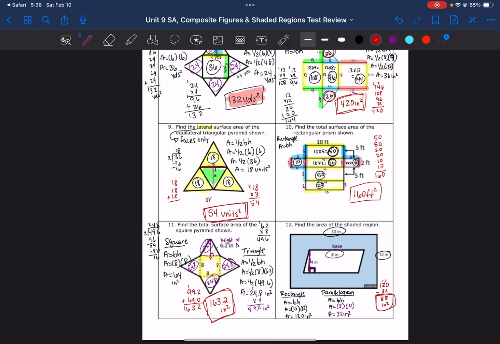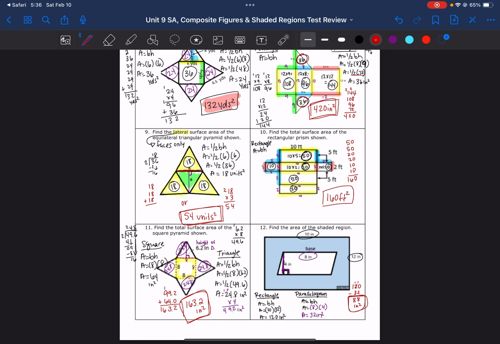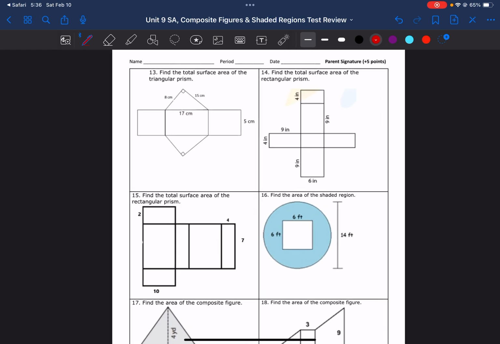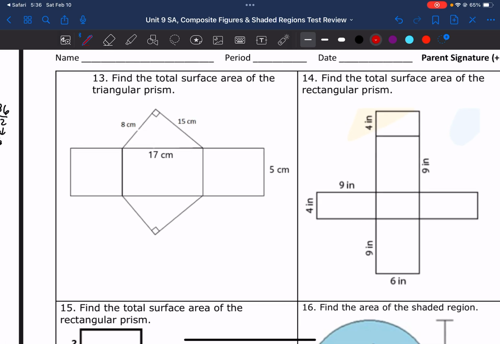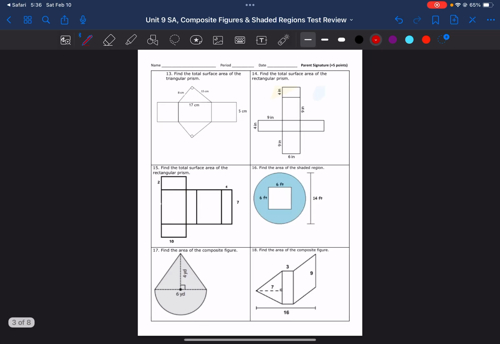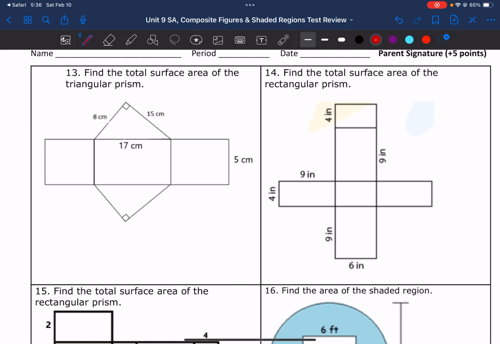Pause if you have to. Try to get this as much done as you need to. Study it, practice it, okay? Let's go to number 13, okay? Let me see how many, this is the last page. All right, let's go to number 13, okay?